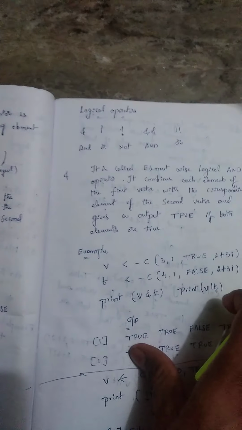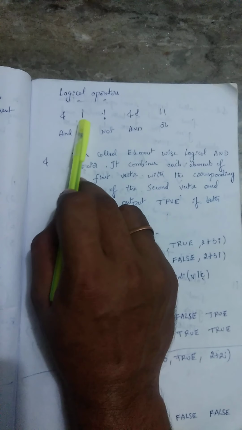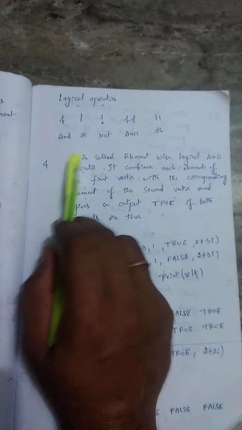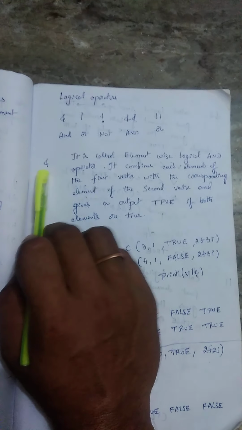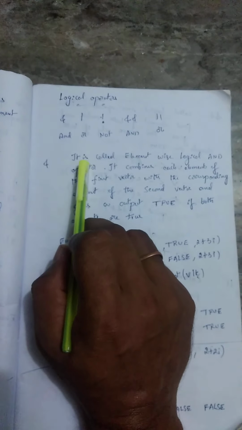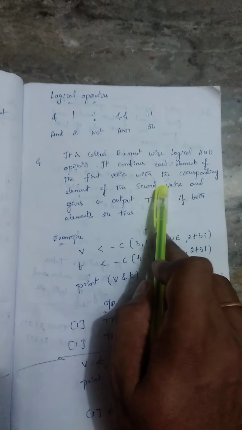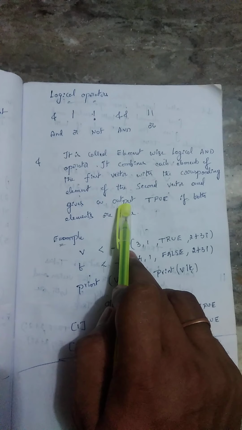And coming to the logical operators. This is the AND symbol, OR, NOT. All these symbols are logical operators. One of the logical operators I am taking is the AND symbol. It is called the element-wise logical AND operator. It combines each element of the first vector with the corresponding element of the second vector and gives a true output if both elements are true.